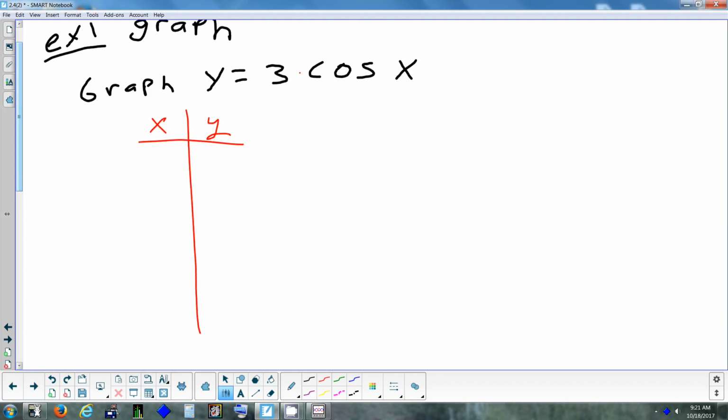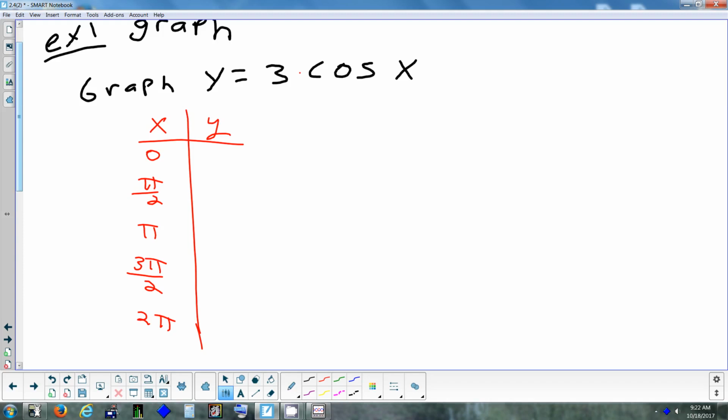The original x's for cosine. Oh, it's 1, 0, negative 1, 0, 1. Those are your y's. Oh, sorry. 0, pi over 2, pi, 3 pi over 2, and 2 pi. Yep. Those are also the same x values for sine. Sine and cosine in the original table have the same x's.